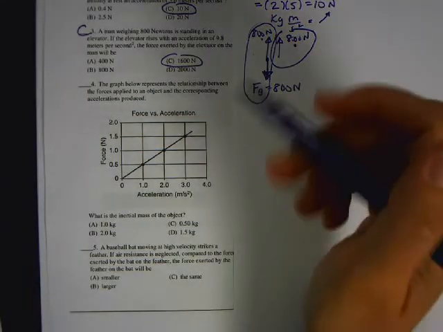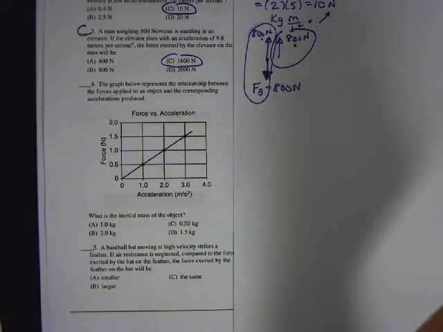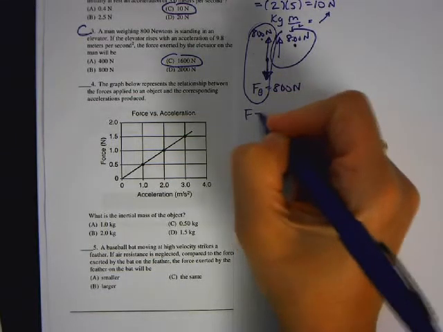But let's read the question. It says the graph below represents the relationship between the forces applied to an object and the corresponding accelerations produced. What is the inertial mass of the object? So they want to find the mass. So I know that F is equal to ma.